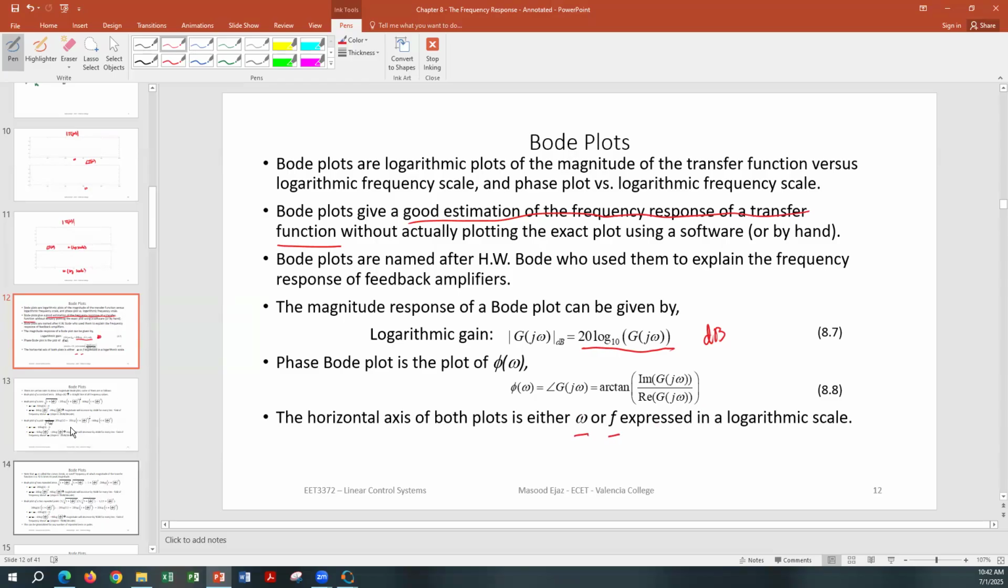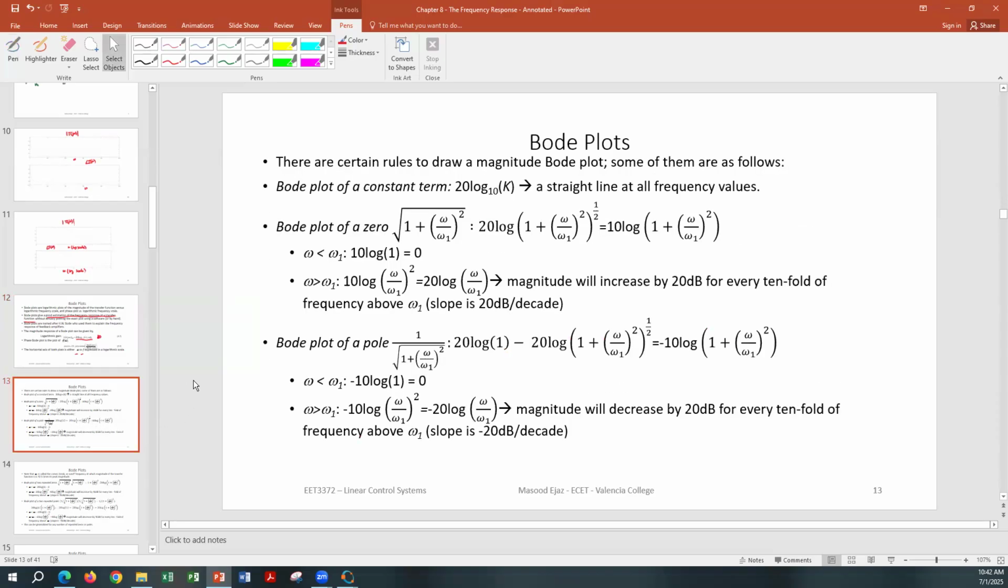Now, since they are approximate plots, what is the approximation that we use? We will start with the magnitude Bode plot of the, not the second order system, but the first order system. And the repeated roots come under this as well.